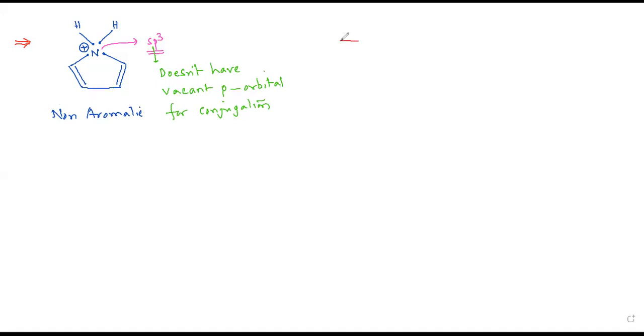Then the parent aromatic compound. Yes, this is of course our benzene. Benzene with 6 pi electrons is aromatic. Okay. Next.